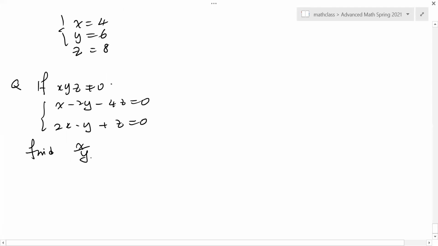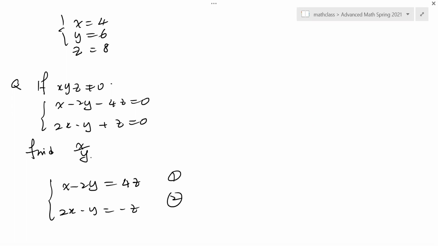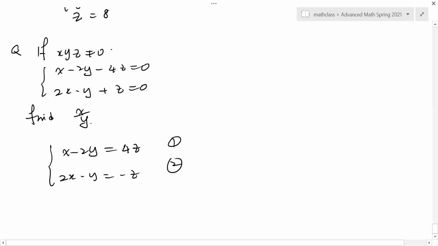In this case, you just express x and y in terms of z, assuming z is some number. So you solve for x and y in terms of z, then you find the ratio. If possible, you can cancel z. So let's look at these 2 equations. How do you solve the problem?